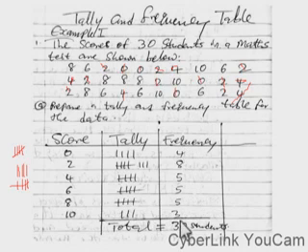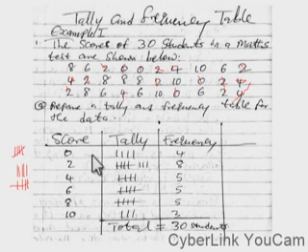Now we can total the frequency. That's 8 plus 4 will give us 12. 12 plus 5 will give us 17. 17 plus 5 will give us 22. 22 plus 5 will give us 27. 27 plus 3 will give us what? 30. That means 30 students took part in that test.